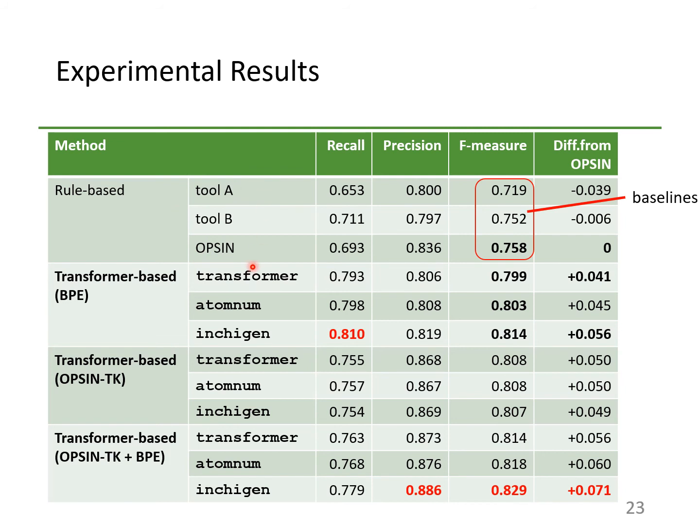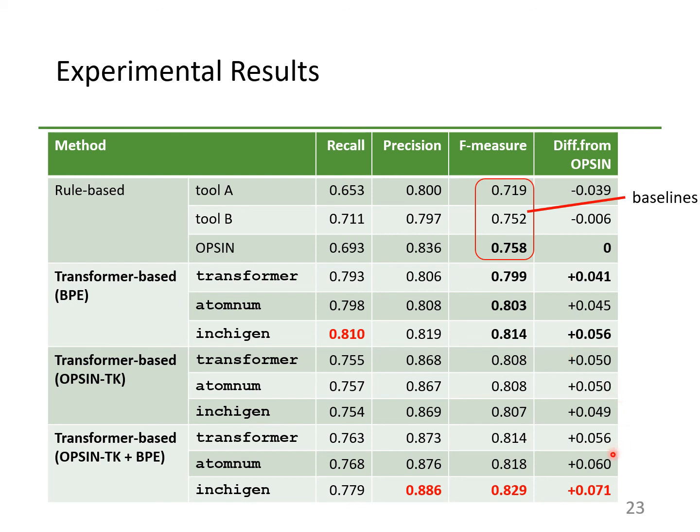In the rule-based methods, Opsin achieved the best F measure of around 0.758, so we compared our models with Opsin. The conventional transformer-based model achieved a higher F measure than Opsin by 0.041. The proposed constraints and multitask learning attained higher prediction performance than the existing rule-based methods and the conventional transformer-based model. Each achieved, with BPE, a 0.056 points higher F measure than Opsin.